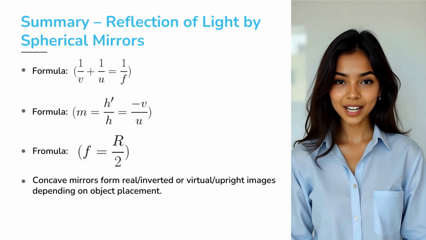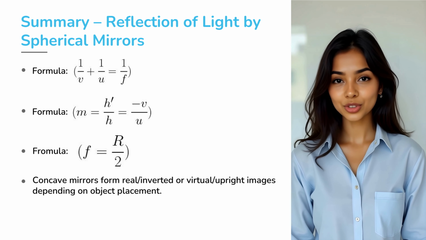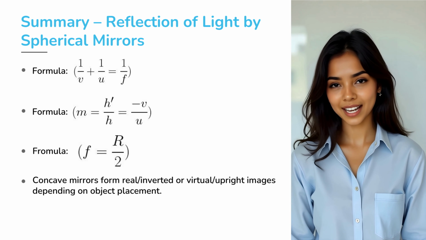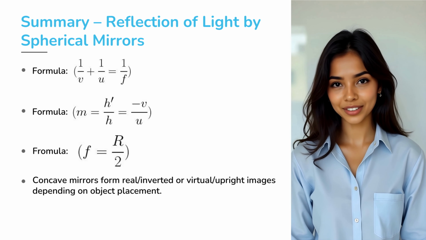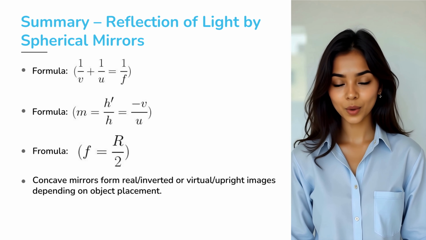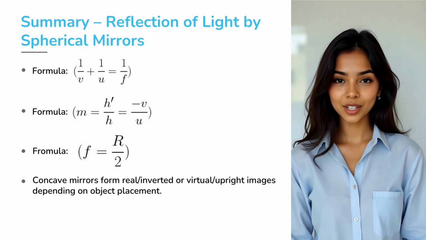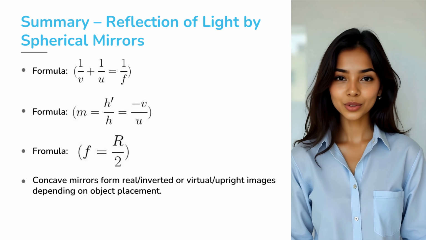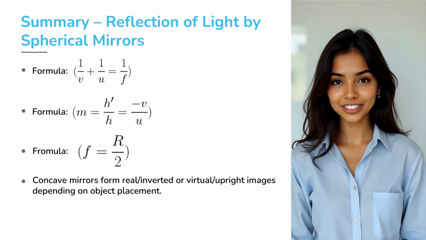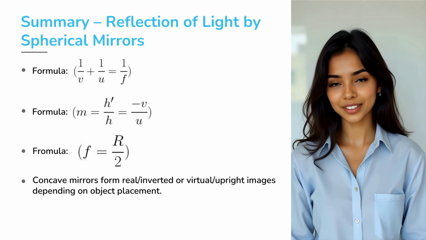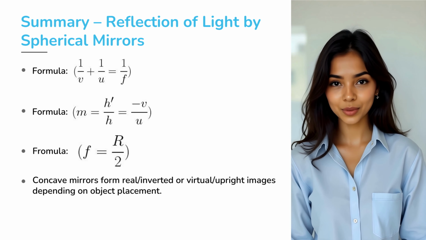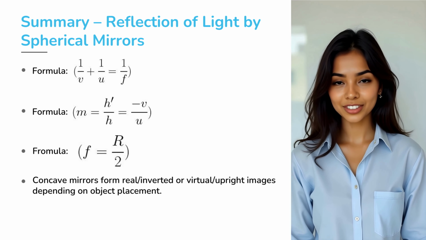Concave mirrors are versatile. They form real inverted or virtual upright images depending on where the object is placed. On the other hand, convex mirrors are the modest ones, always producing virtual, upright, and smaller images no matter what. And a special shout out to sign conventions, the unsung heroes that keep our calculations in check and consistent. So whether it's in makeup mirrors, vehicle side mirrors, or optical instruments, spherical mirrors help us see our world in amazing ways. That is it for today's concept.